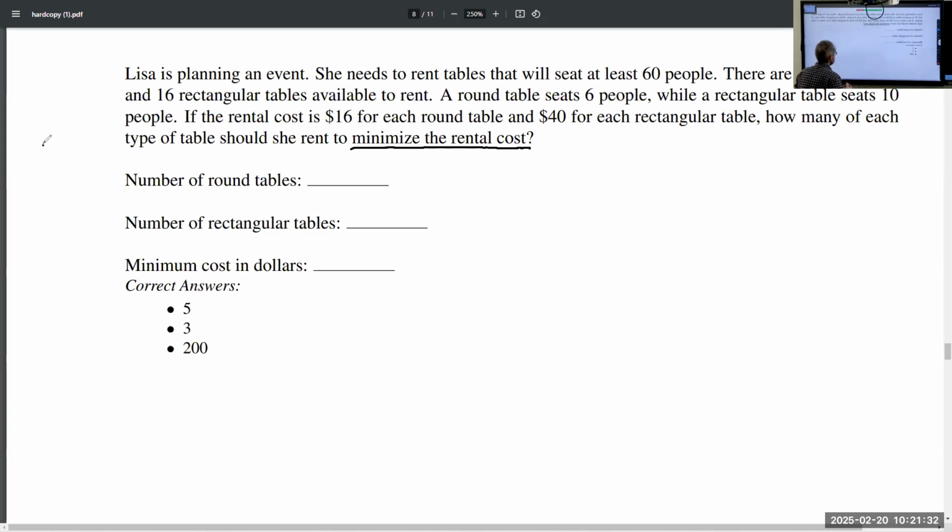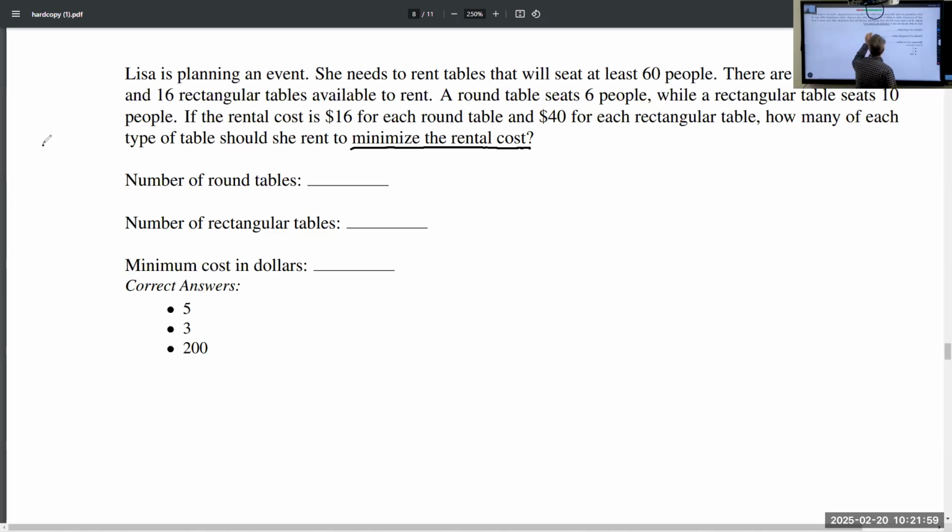Okay. That's pretty common. And usually you're either trying to maximize profit, minimize cost, minimize time, that kind of thing. Maximize protein. That's what we're always trying to do. Okay, so how much does each thing cost? It's $16 for a round table. It's $40 for a rectangle table.